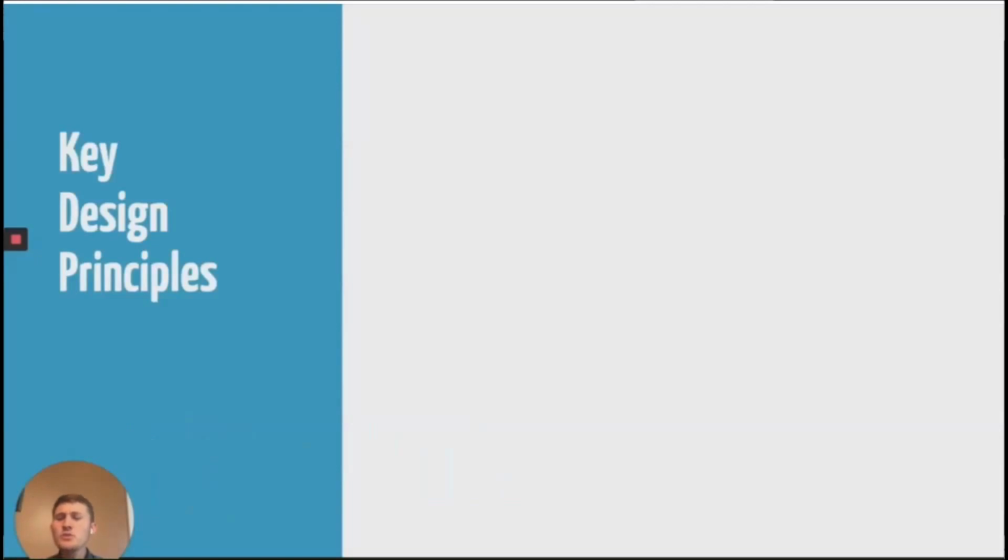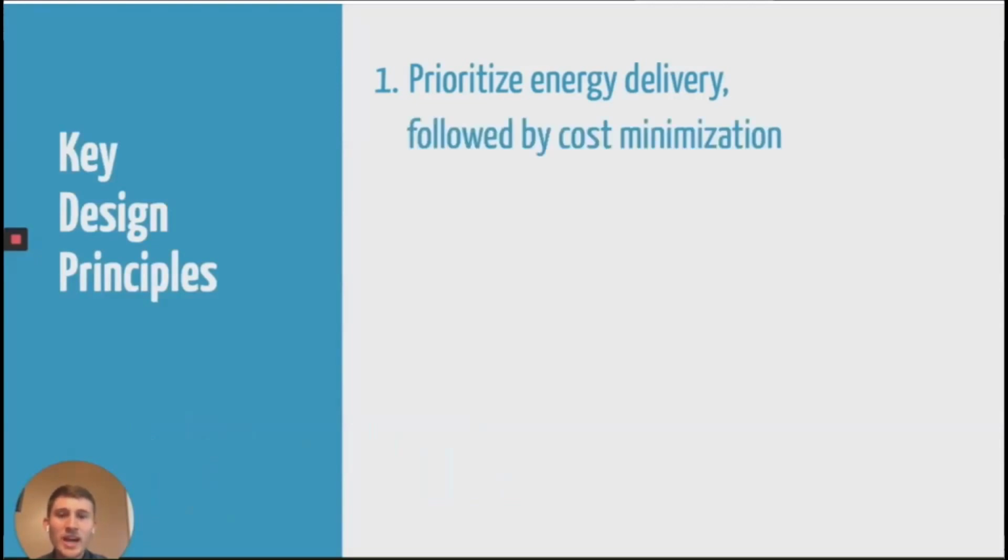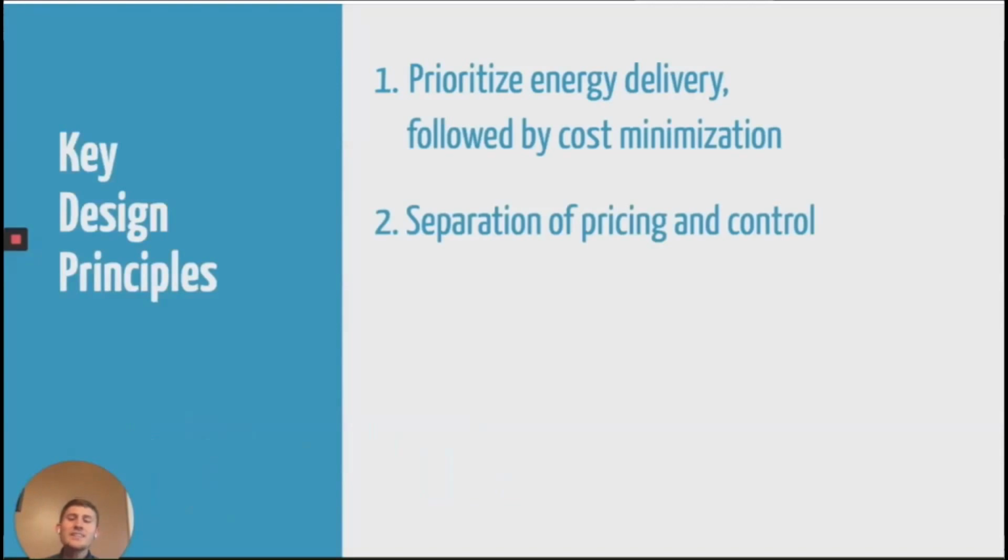And our pricing rule is really based on three key principles. The first is that we want to prioritize energy delivery, because at the end of the day, we're a charging system provider, and we need to give people the energy they need so they can go where they need to go. But subject to giving them that amount of energy by their deadline, we want to minimize the cost they incur. The second principle that we incorporate into our pricing scheme is the separation of pricing and control.